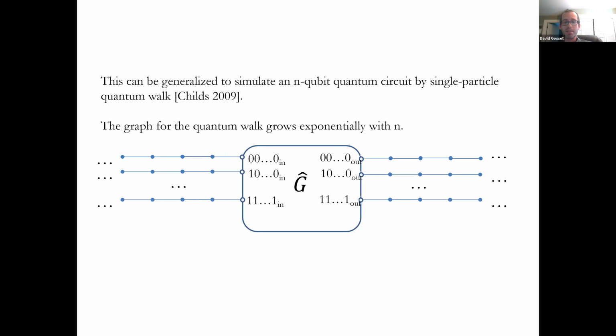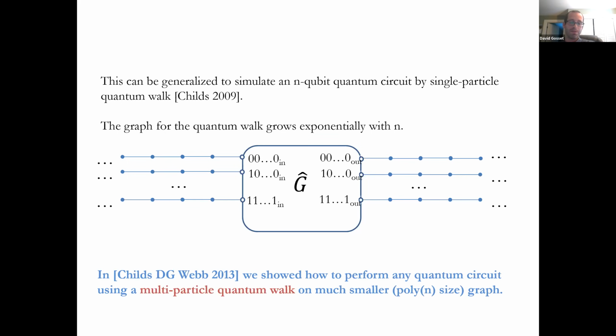And that's really a requirement, because a single particle quantum walk, if you want to simulate a quantum computation in a Hilbert space of dimension 2 to the n, it doesn't really make sense to say that you could do it in a Hilbert space of smaller dimension, or at least we certainly don't think that should be possible.